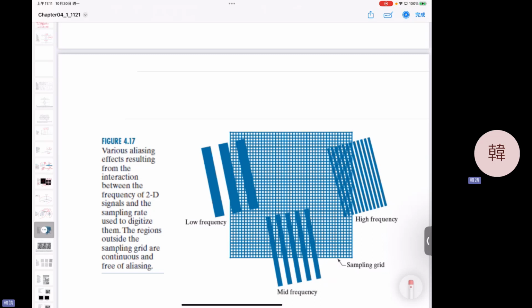Okay, we talk about aliasing error. Actually, there are two types of aliasing error. Now let's show one example of temporal aliasing error in video, which we'll talk about later.